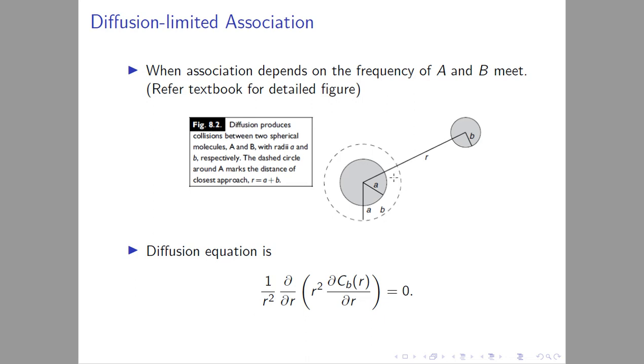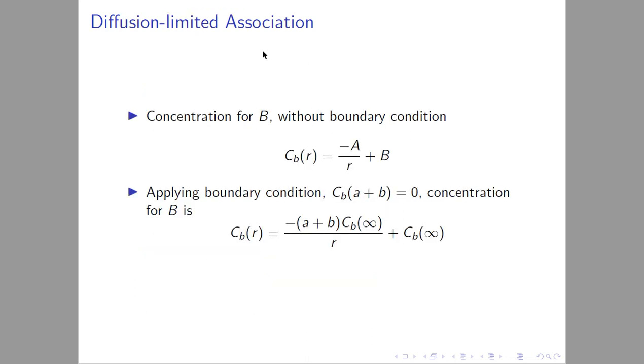Solving this model, the diffusion equation is 1 over r squared, partial over partial r, of r squared times partial CB over partial r, equal to 0. These are the concentrations, so we set the concentration for B. Now solving the previous equation.